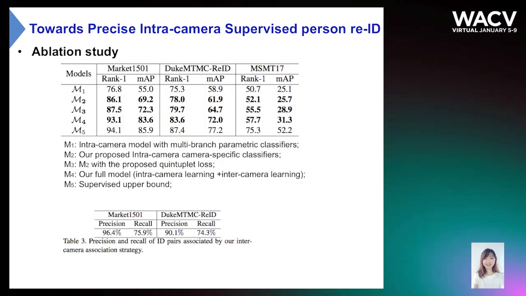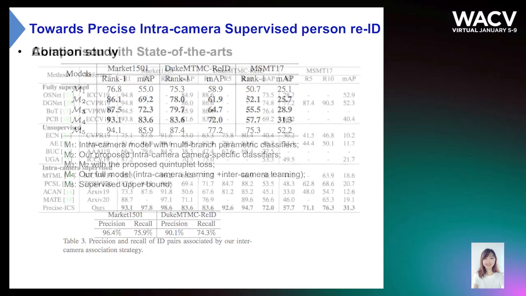In the ablation study, we analyze each component in our method and find that each component is useful. The full model, as indicated by M4, reaches comparable performance with our supervised upper bound on Market and Duke. In Table 3 below, we show the precision and recall of ID pairs discovered by our inter-camera association strategy. We find that precision is quite high, and the recall is over 74%. This shows that the associations are quite reliable.